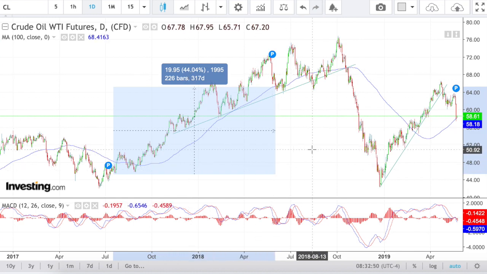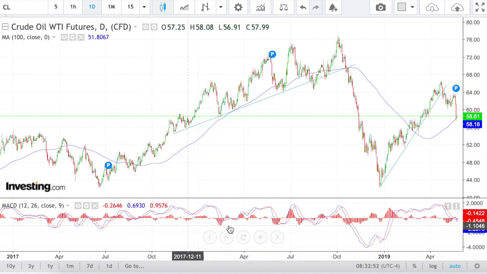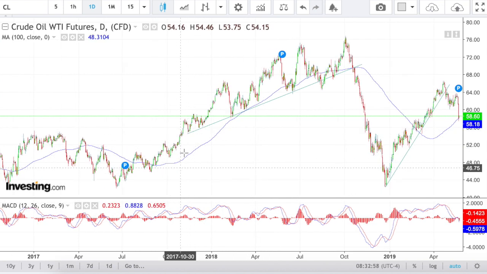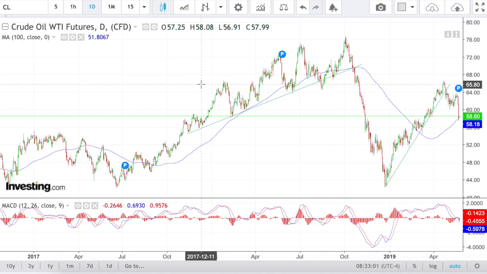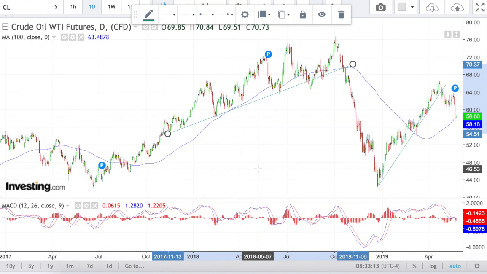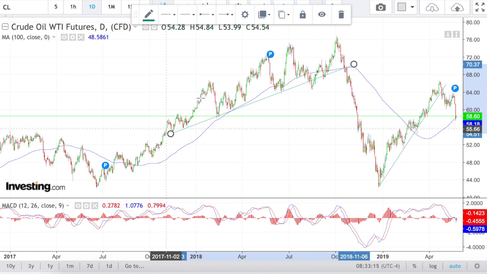So again, this is another way of confirming whether the trend is up or down. And if you have all the three align, higher highs, higher lows, and the trend line and the MACD above the zero line, if you have all these factors, you can be completely sure that the trend is up.